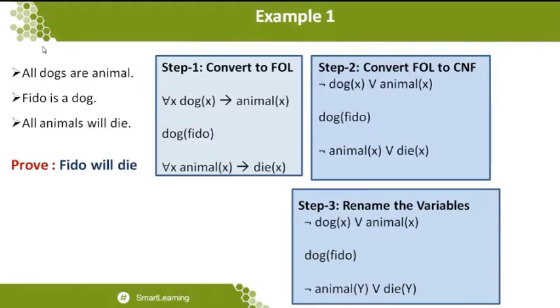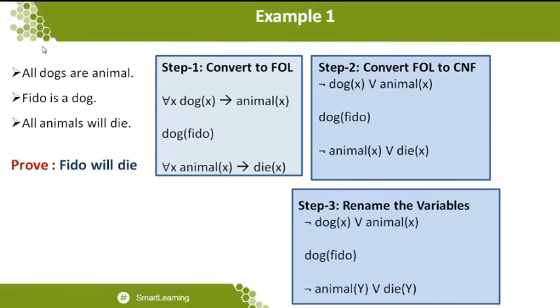The second statement is Fido is a dog. This is a direct statement, which we call a declarative statement. Here dog is a predicate and Fido is a constant. So dog of Fido is the conversion to a first order logic statement. The last statement given is all animals will die. This statement also mentions the universal quantifier. So for all x, animal of x implies die of x.